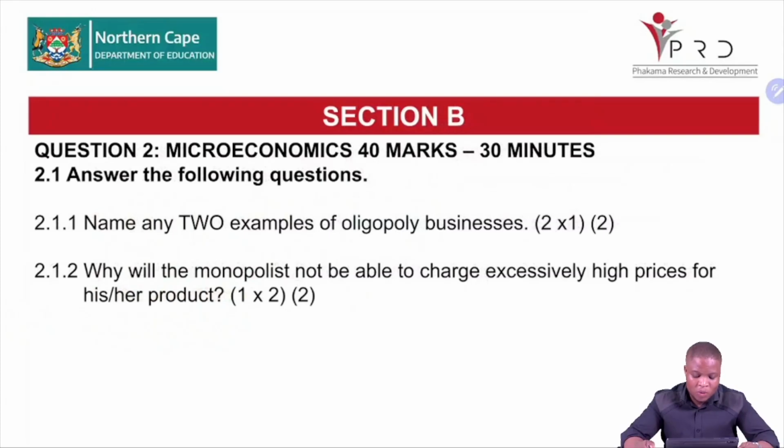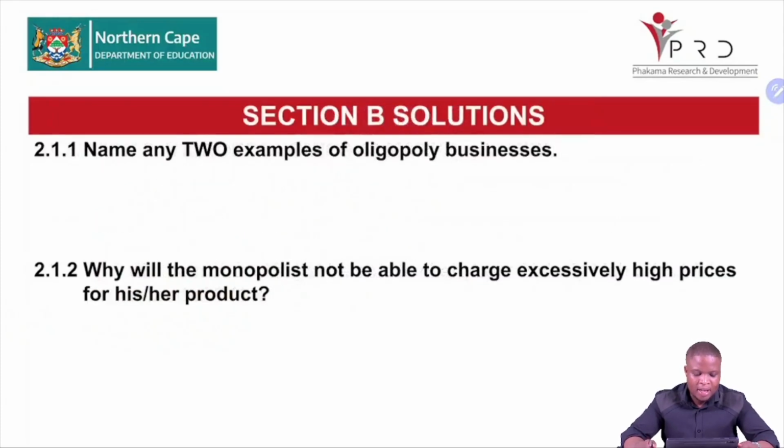Right, remember, this question can also come as an 8-mark question. So you have so many possible answers that you can write there. Right, let's look at the marking guideline. Name 2 examples of oligopoly businesses.